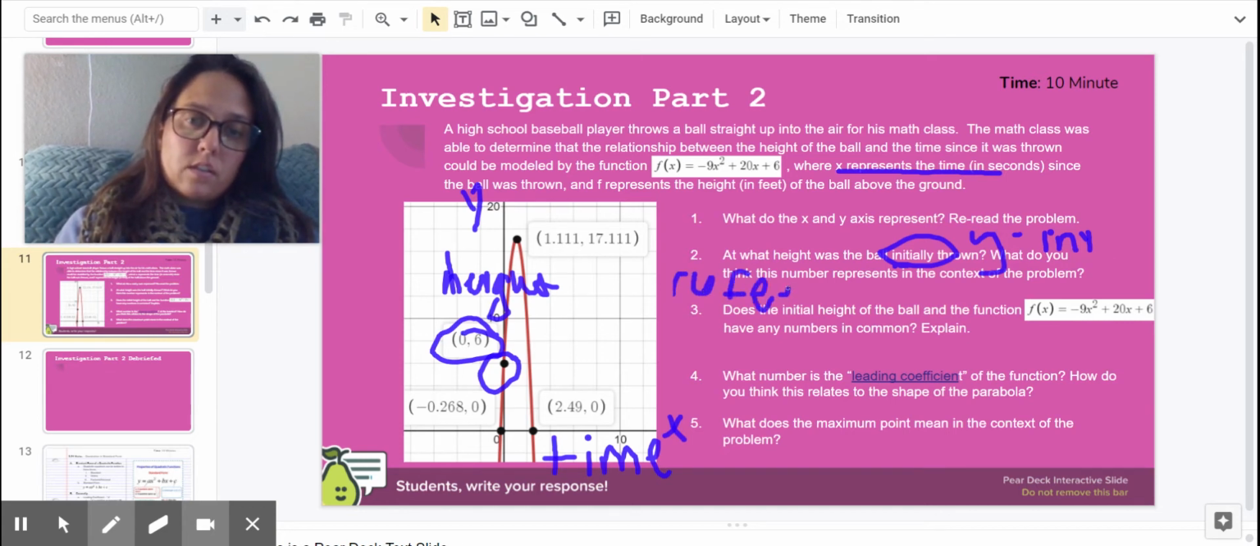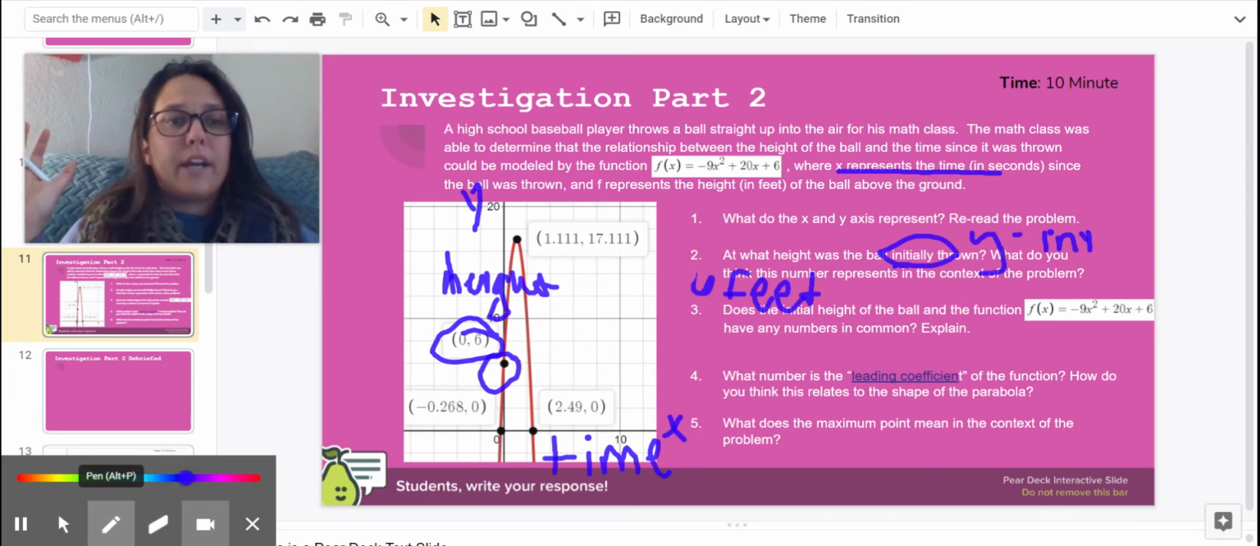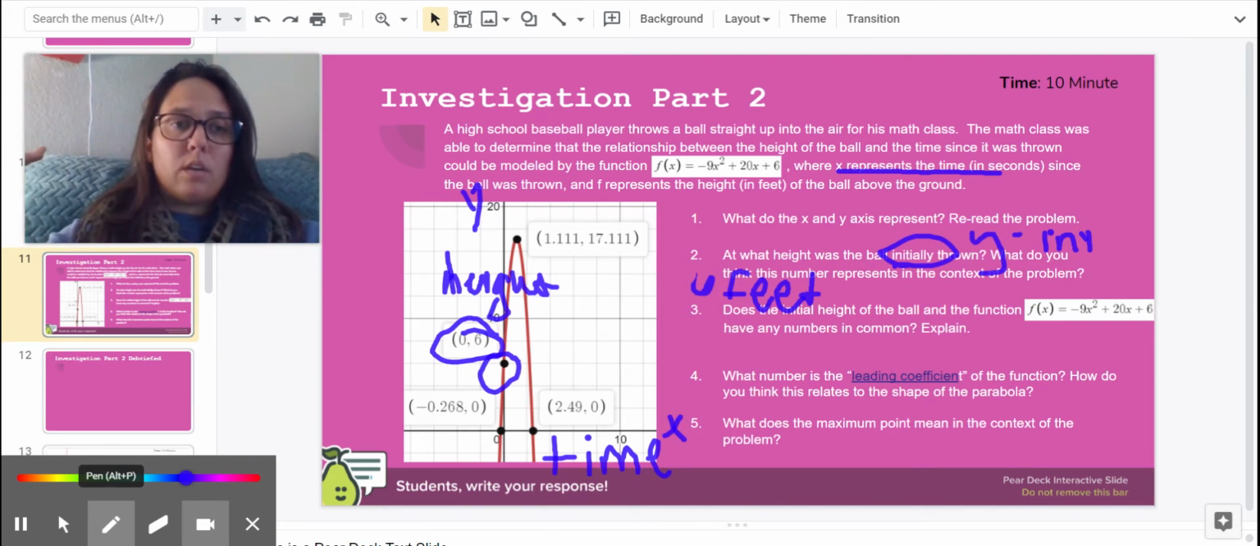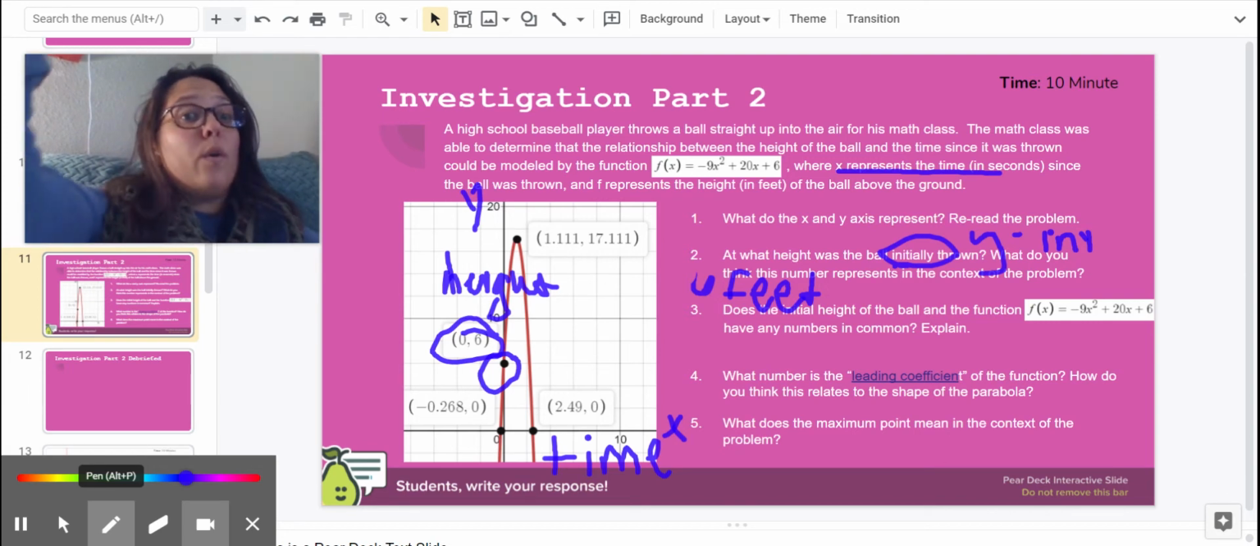6 feet. And that represents to me that that was the height at which the ball was thrown, and that could be the player throwing the ball from the player's height, or you could think of the ball being released from the player's hand, right? I would accept either one of those because those make sense in the context of the word problem. So the height of the player or the height of the ball when the player releases the ball from their hand.